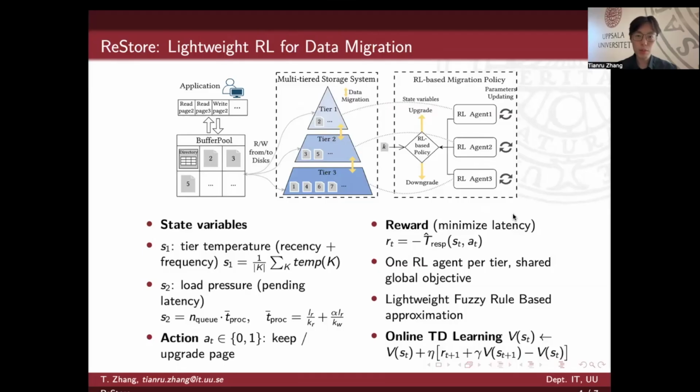And then we leverage a multi-agent design of the reinforcement learning, as well as a lightweight fully rule-based function for the functional approximation of value functions, and then update the parameters of each agent using temporal difference learning. Together, we design ReStore as an adaptive and lightweight data migration policy.